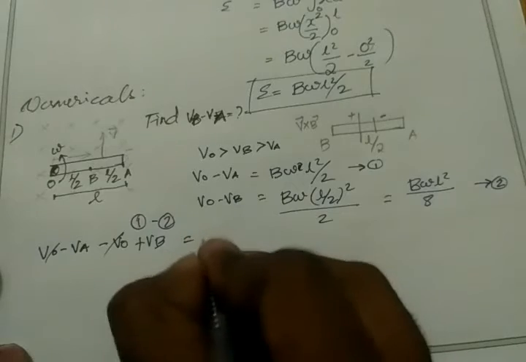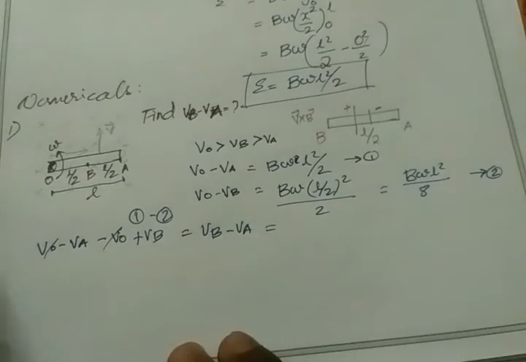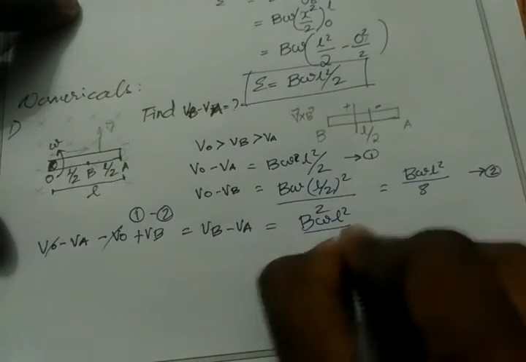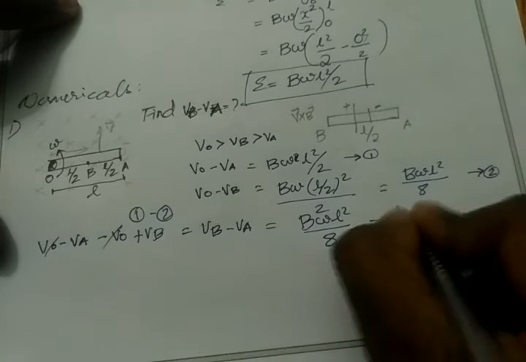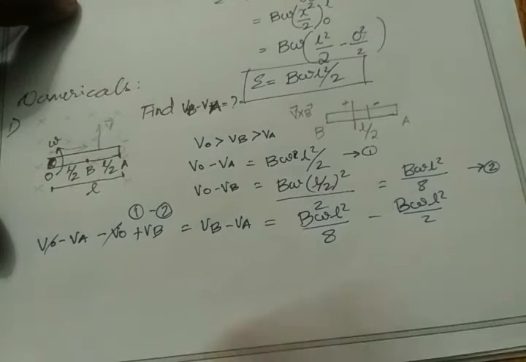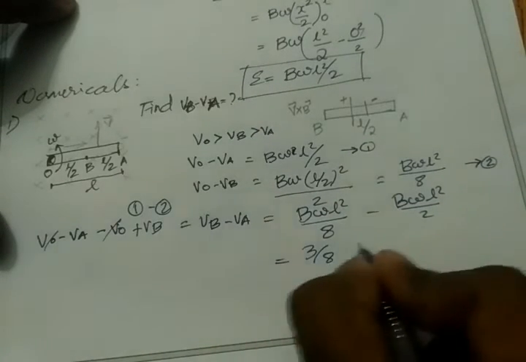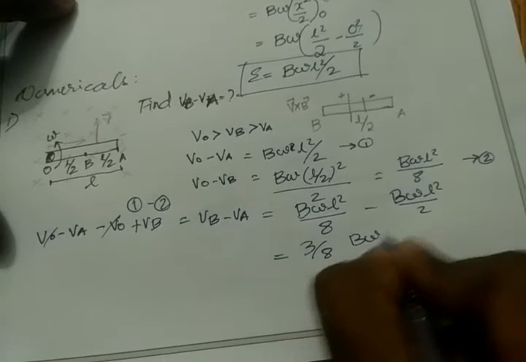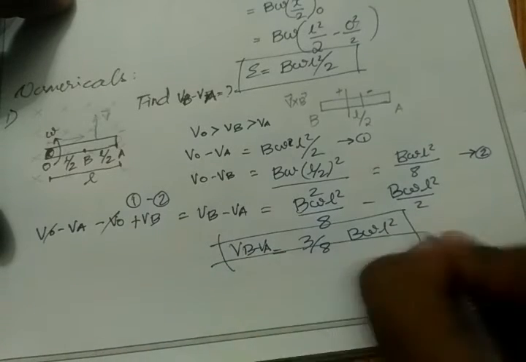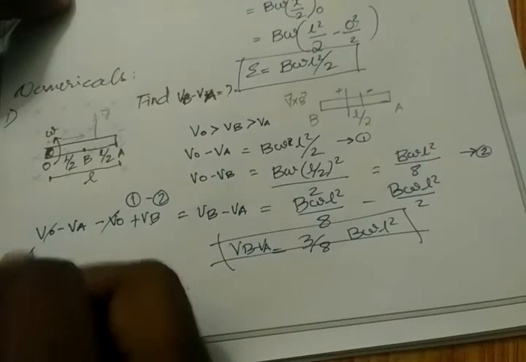Then I am left with VB minus VA equal to second equation minus first equation: B omega L square divided by 8 minus B omega L square divided by 2. If I simplify this, I take the LCM, then I get the value 3 by 8 B omega L square. So this is our final value. Okay, we can use another method to find this value. I write it here.